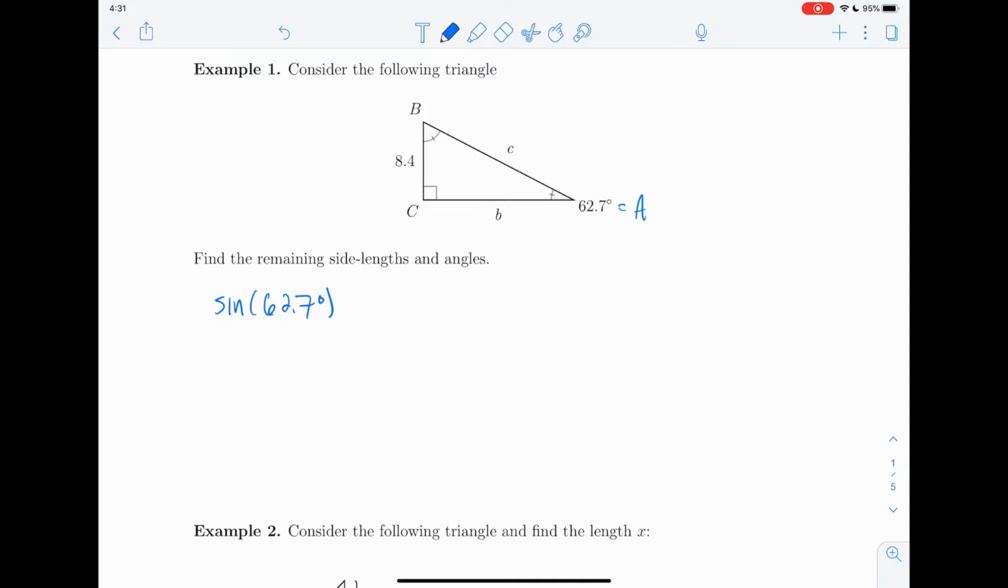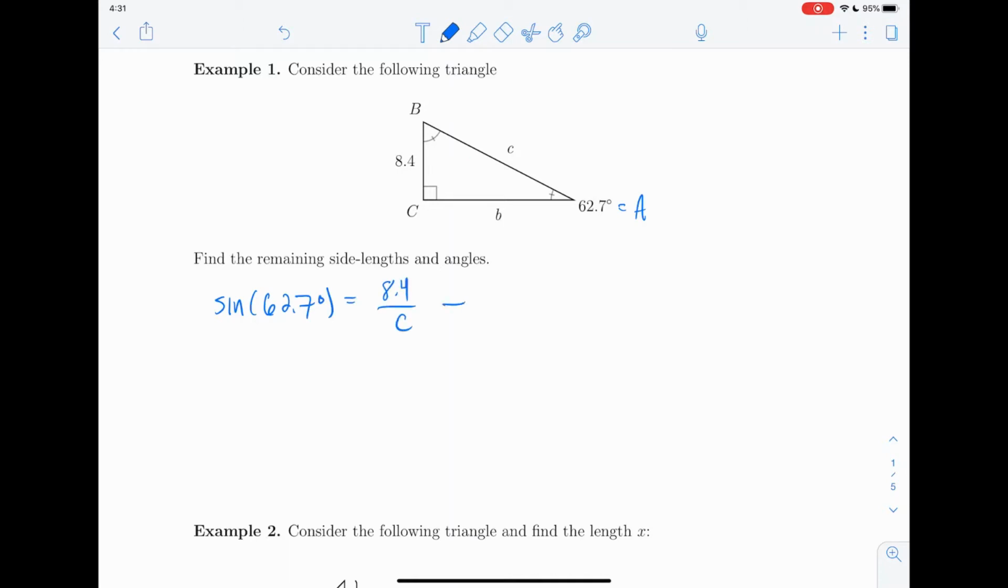note, in a lot of these real-world examples, the real world has not yet caught on to the fact that radians are the superior angle measurement. So for a lot of these problems, we're going to be using degrees, because unfortunately that's what the real world uses, so we need to be comfortable using them as well. Sine here is going to be equal to opposite over hypotenuse.